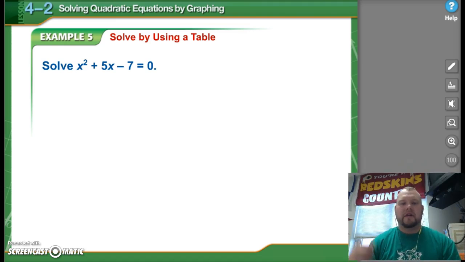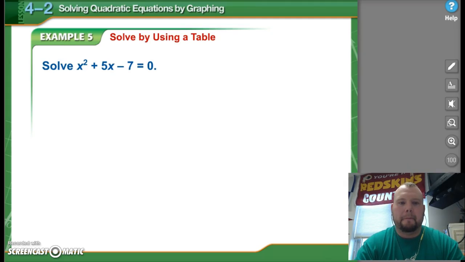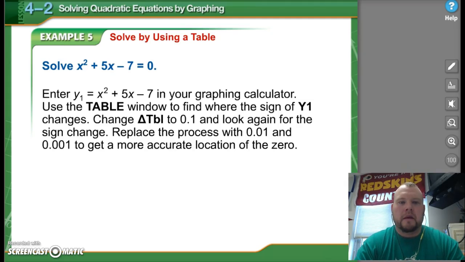Okay, example 5. What we're doing in this example is solving the equation by using a table. So we have our equation x squared plus 5x minus 7 equals 0. Okay, so all of this is some fancy language to look at the graphing calculator. So I'm going to open up my graphing calculator on my computer. And when you're going through these problems, you're going to want to use the TI-83 calculator as you're working.